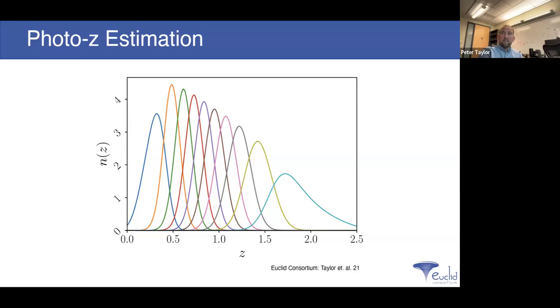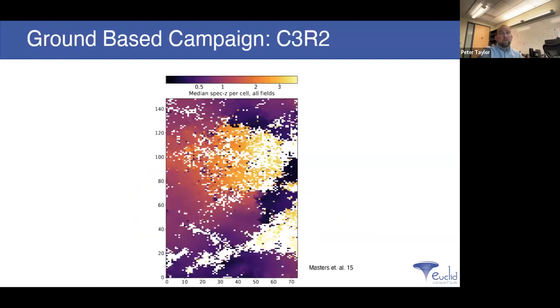So we have dedicated spectroscopic and photometric campaigns, ground-based campaigns, to help us calibrate our photometric redshift uncertainties. And I just want to highlight a few of these today. The first of these is the C3R2 survey. This used about 50 nights on Keck and obtains about 5,000 spectra.